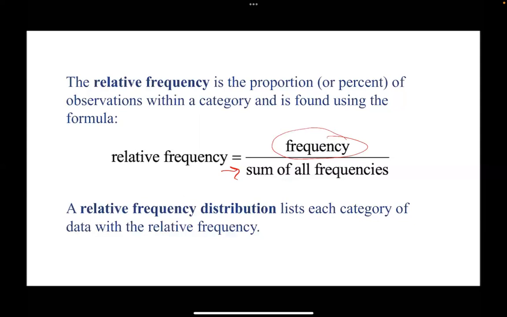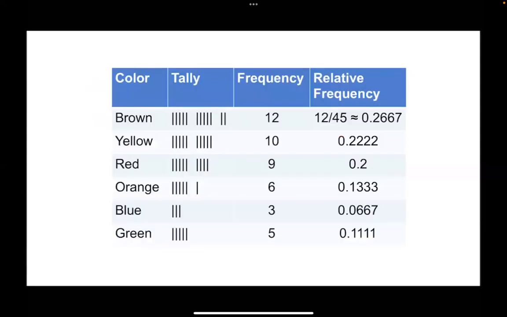And I'll show you with the M&Ms. All the math is already done for us. I love when that happens. So the relative frequency, I took 12 M&Ms and I divided it by 45, and I got 0.2667. So about 26.67% of my bag of M&Ms was brown. Took 10 divided by 45 for the yellow. So about 22.22% of my bag of M&Ms was yellow, and so on and so forth.